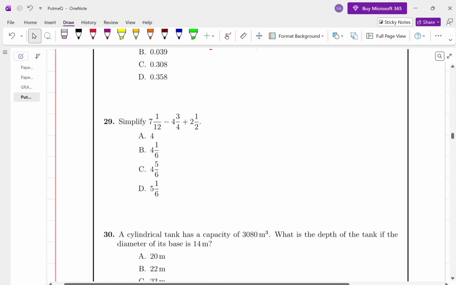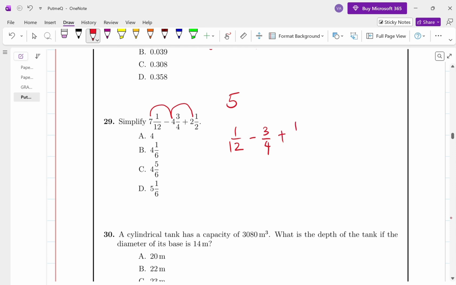Okay, the next one. So we're asked to add all of this together. So there's another way of adding up fractions. So 7 minus 4 is 3. 3 plus 2 is 5. So I'm going to keep 5 here. Then next we have 1 over 12. Then there's a 3 over 4. Then there's a 1 over 2.